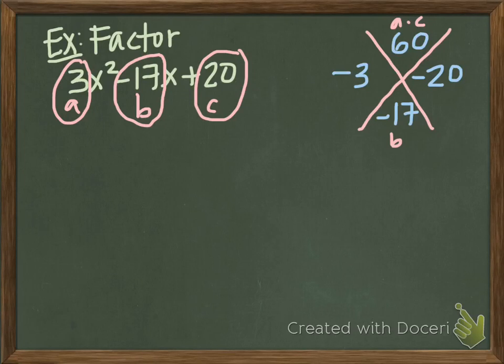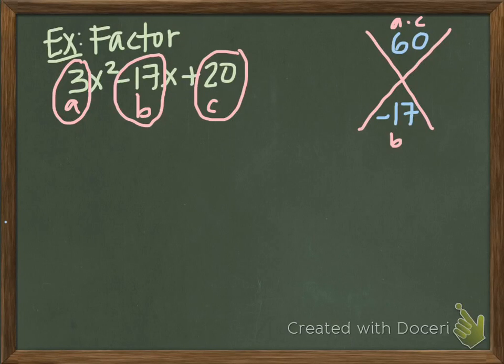Okay, that doesn't work though. So let's try some new numbers, keeping in mind they both are going to have to be negative. Some other numbers that multiply to make 60 are 15 and 4. However, negative 15 plus negative 4 does not add up to make negative 17. So we need to try again.